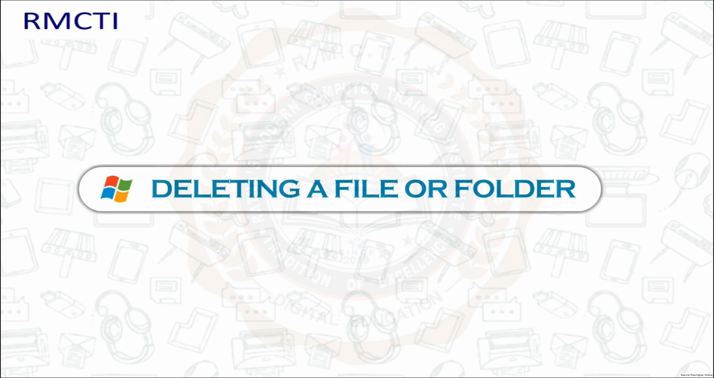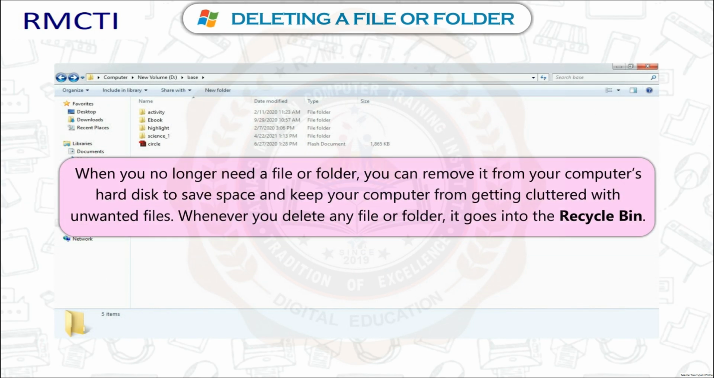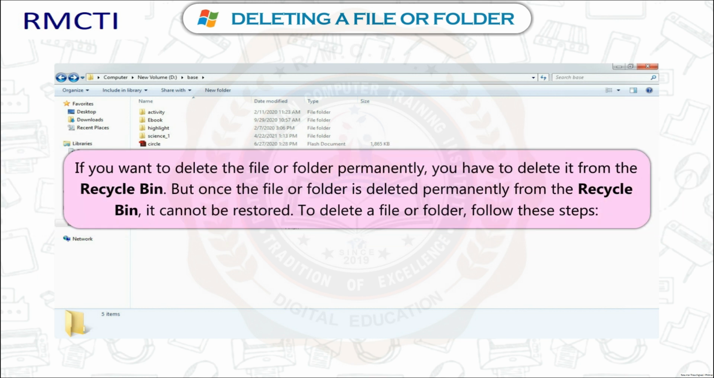Deleting a file or folder. When you no longer need a file or folder, you can remove it from your computer's hard disk to save space and keep your computer from getting cluttered with unwanted files. Whenever you delete any file or folder, it goes into the recycle bin. If you want to delete the file or folder permanently, you have to delete it from the recycle bin. But once the file or folder is deleted permanently from the recycle bin, it cannot be restored.